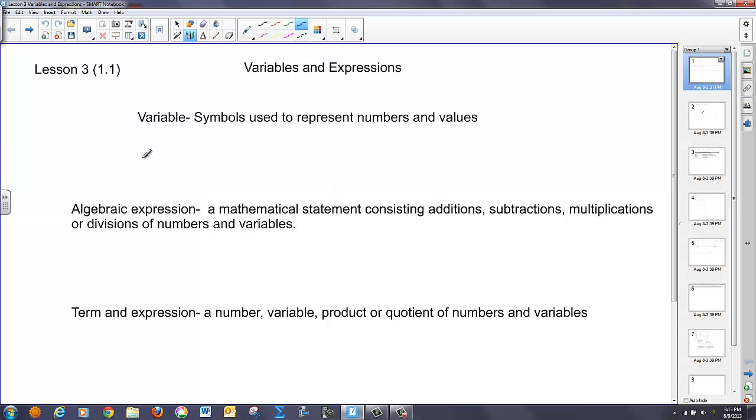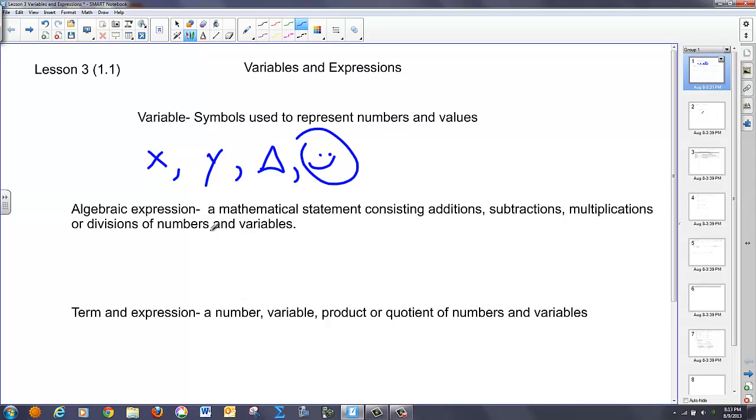A variable can be most commonly seen in algebra as something like X. Could be like a Y, any kind of letter. If you really wanted to, you could use a triangle as a variable. You could use a smiley face as a variable. You could use anything you want. It's just a symbol used to represent numbers or values.